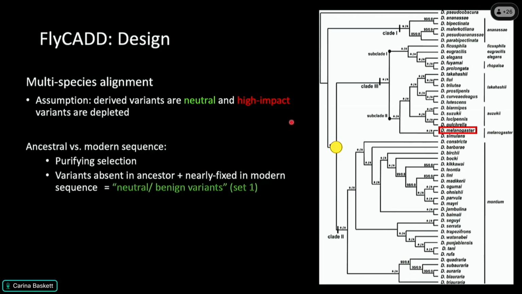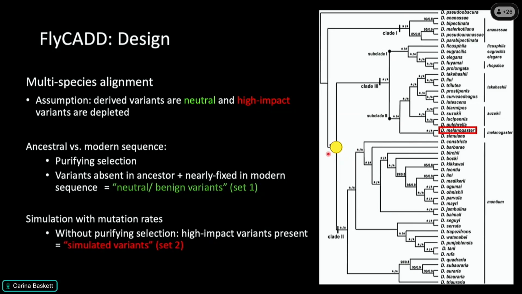So we reconstructed the ancestral sequence of this particular ancestor over here. And then we compared this sequence to the sequence of modern Drosophila melanogaster, assuming that since this ancestor there has been purifying selection that has depleted variants with a high negative impact from the lineage. So variants that are absent in the ancestors, but that are nearly fixed in the modern Drosophila melanogaster sequence are more likely to be either neutral or benign. So this is basically your one set.